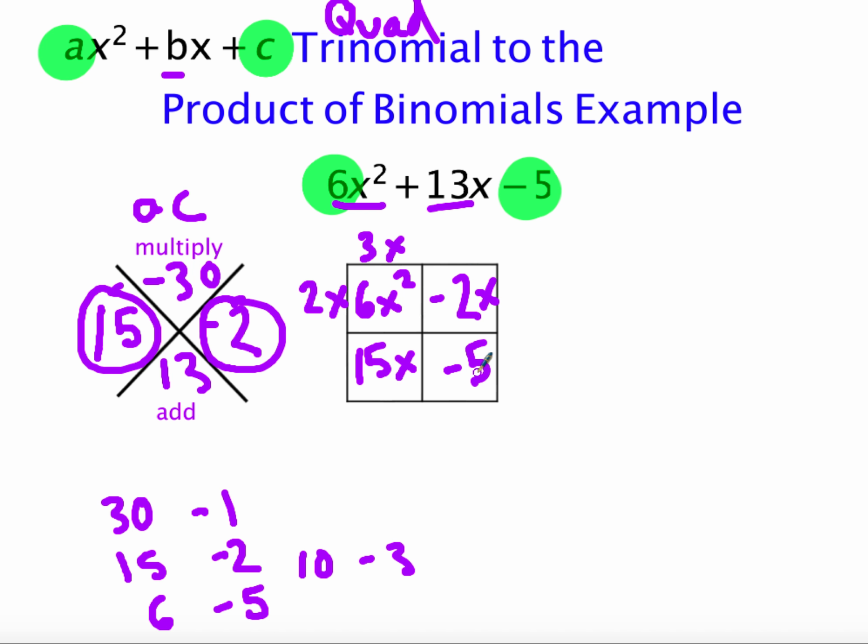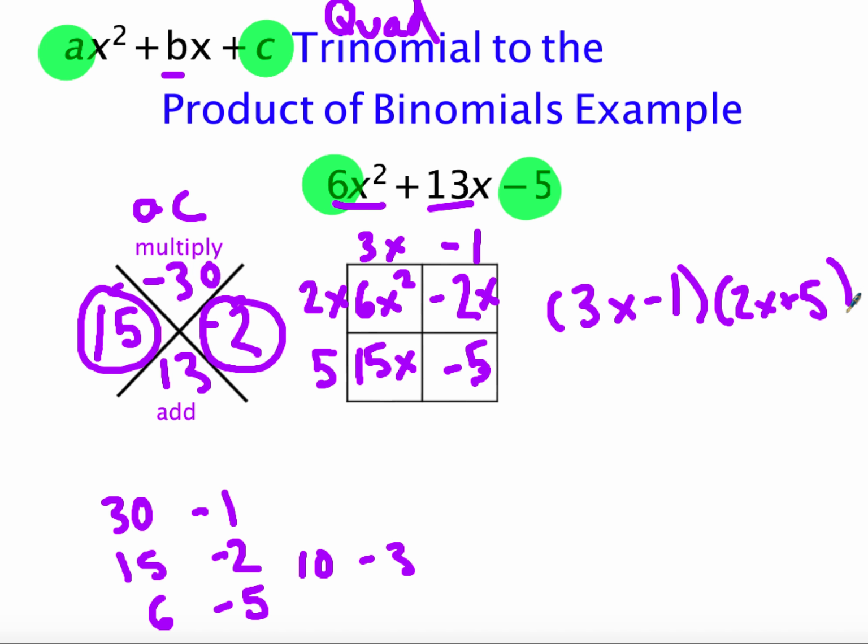Okay, so we could think of GCF of negative 2x and negative 5, or we could think what times 2x equals negative 2x? That's just going to be negative 1. And then here, what times negative 1 is 5? Negative 5, which is 5. Or what's the GCF of 15x and negative 5? That's just 5. And we are done. We have found the outside dimensions of our box. 3x minus 1 times 2x plus 5. That, when multiplied together, give us the proper sum.